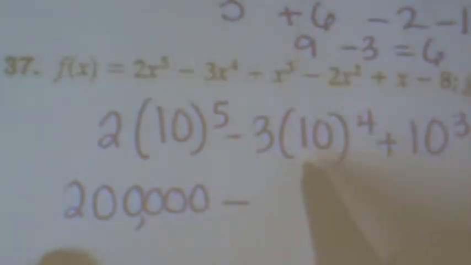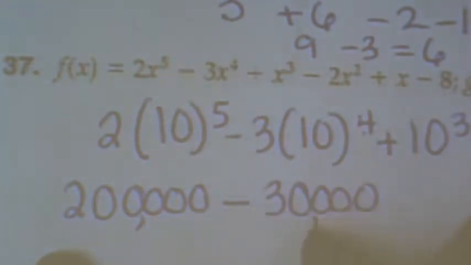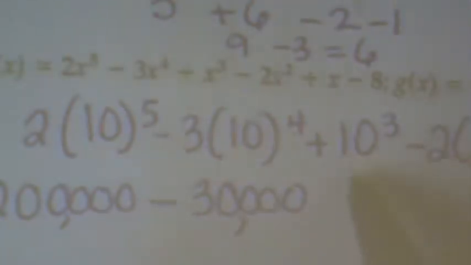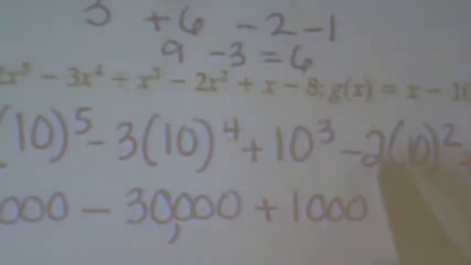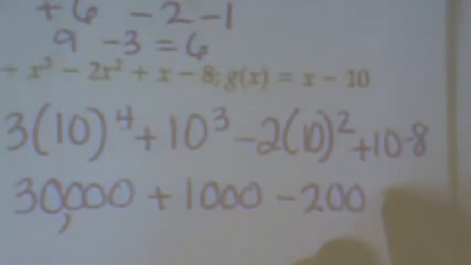Minus, this is going to be a 1 with 4 zeros, so 3 with 4 zeros: 1, 2, 3, 4. So 30,000. And then this is going to be a 1 with 3 zeros. And that's going to be minus 2 with 2 zeros. And then 10 minus 8 is 2.